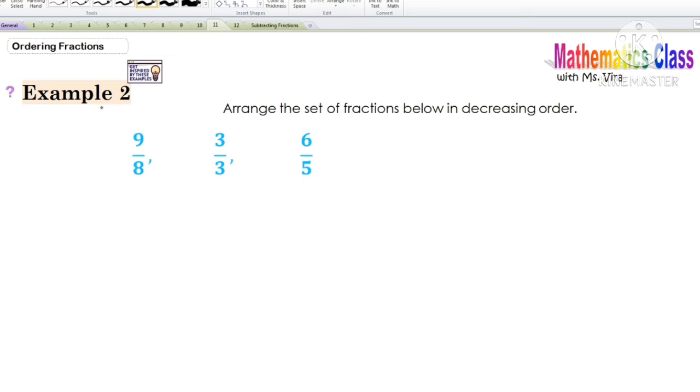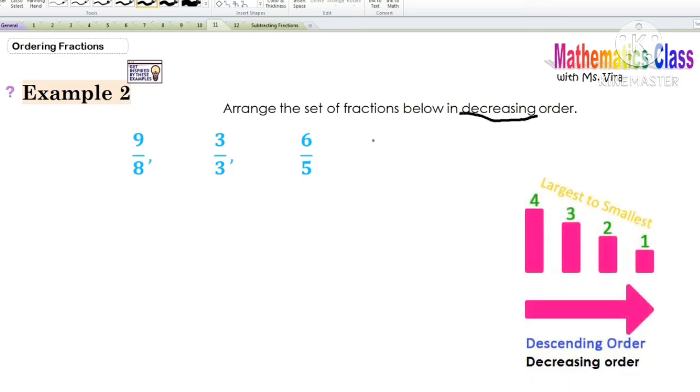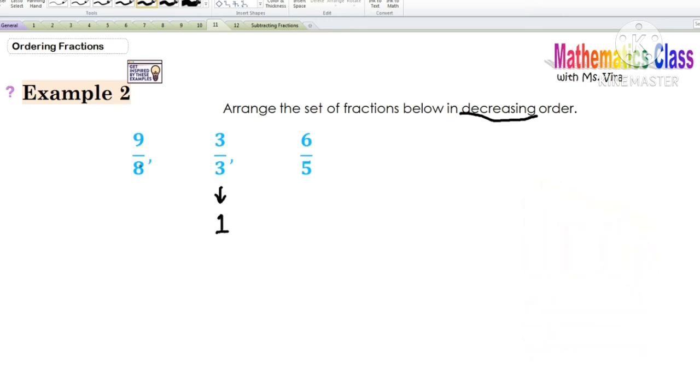Okay, let's see example number 2. Arrange the set of fractions below in decreasing order. 9 eighths, 3 thirds, and 6 fifths. Since the question says we need to arrange those fractions in decreasing order, we can see that 9 over 8 and 6 over 5 are more than 1 whole, but 3 thirds is 1 whole.